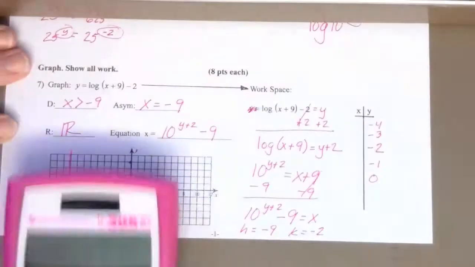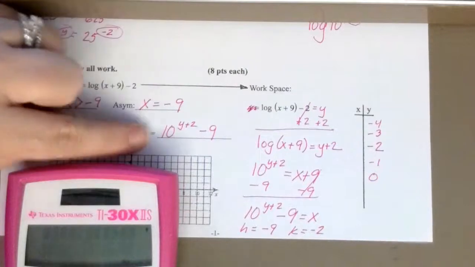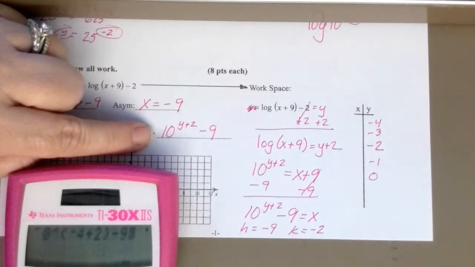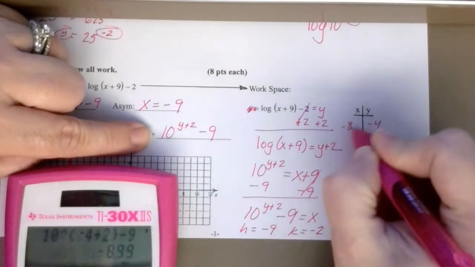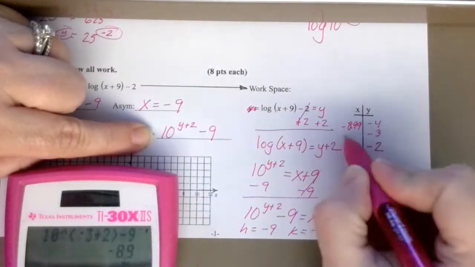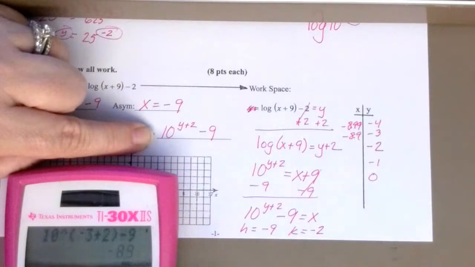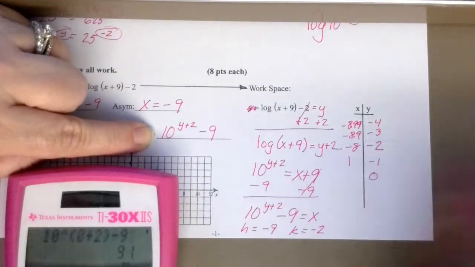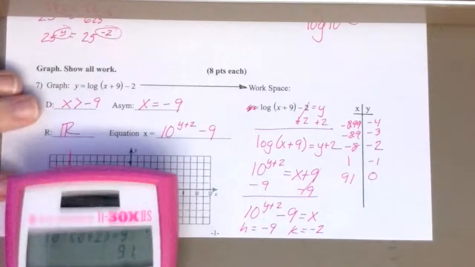Okay? So, let me plug in my equation. 10 to the parentheses, I'm going to start off with negative 4 plus 2, close my parentheses, minus 9. I get negative 8.99. I'm going to go back and change that negative 4 to a negative 3, negative 8.9. Now I change it to a negative 2, negative 8, negative 1, 1, and 0, 91. Is it reasonable to get 91 there?